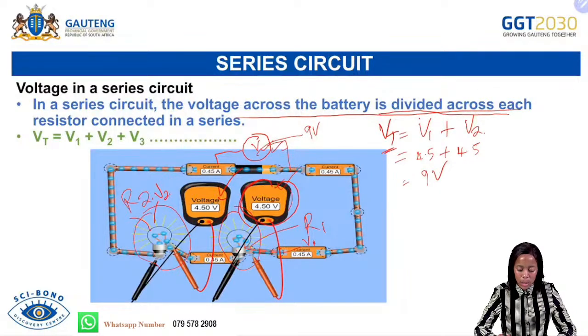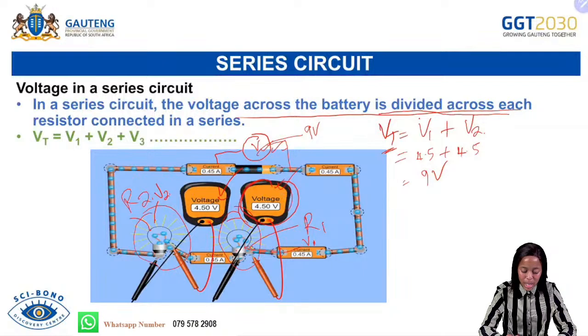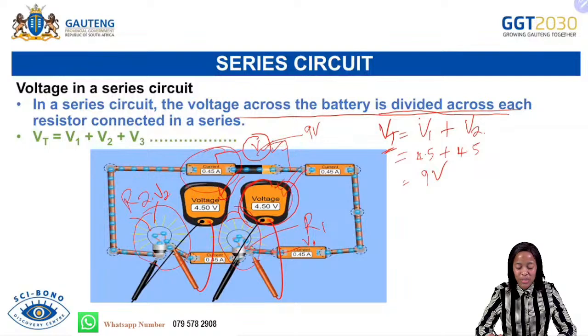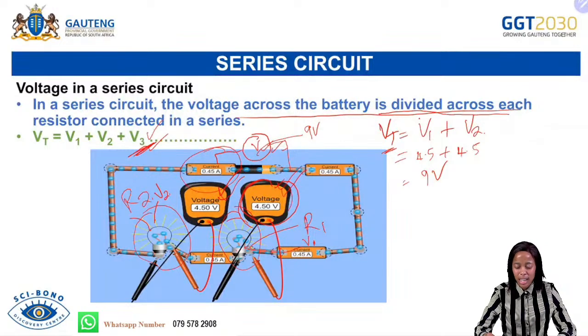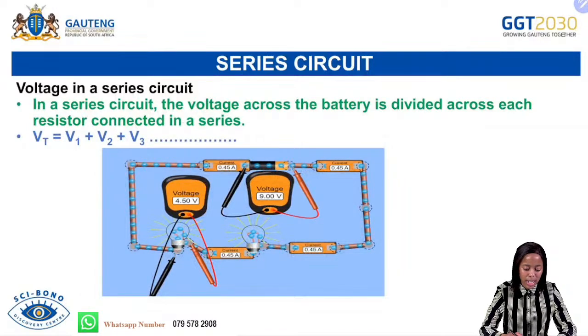So we are saying that the potential difference is divided. If the potential difference is divided, V1 and V2 would give us a V total of 9 volts. It depends on how many resistors you have. If you have 3 resistors, it means you are going to calculate V3 as well. Okay, and the next one says voltage in a series.